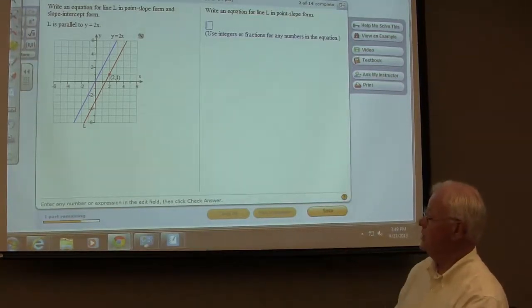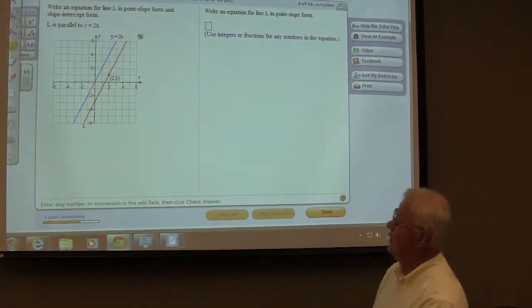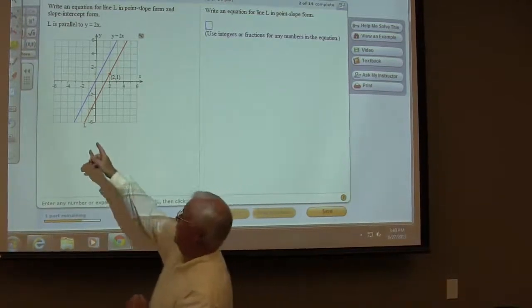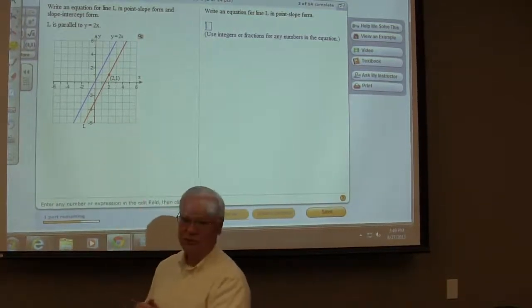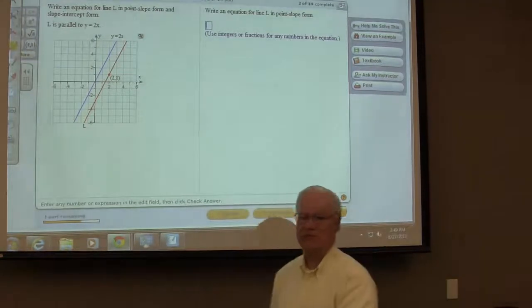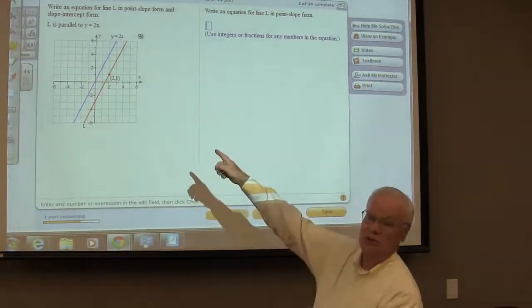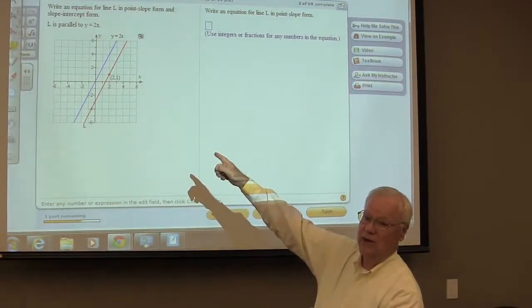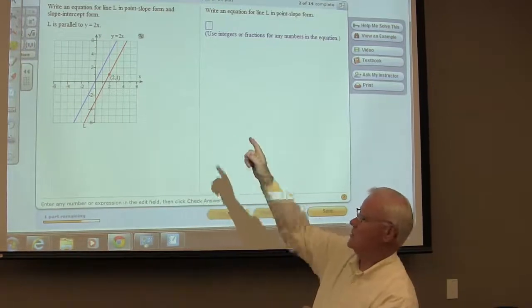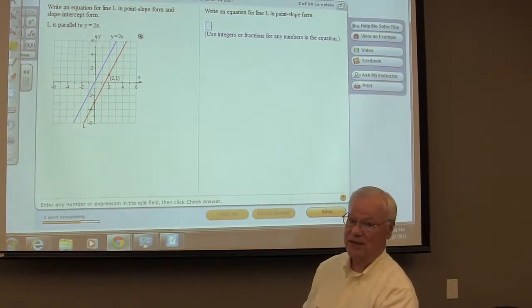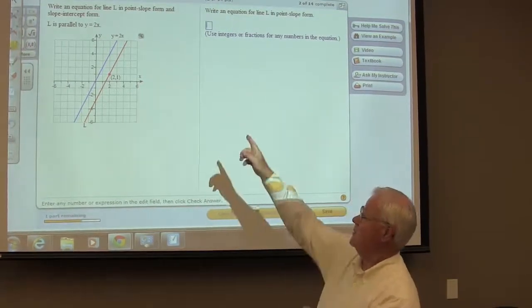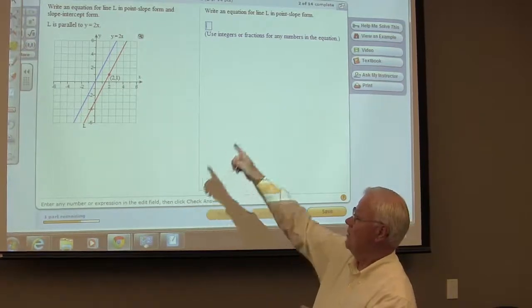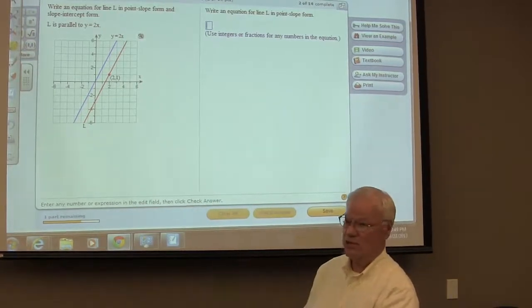They're sloped the same. So, since I know that the blue line has the equation y equals 2x, notice the b is missing because it goes through the origin 0. So the y-intercept is 0. But the slope is 2, because remember that's the m in front of x. So the slope is 2. So the red line also has a slope of 2.